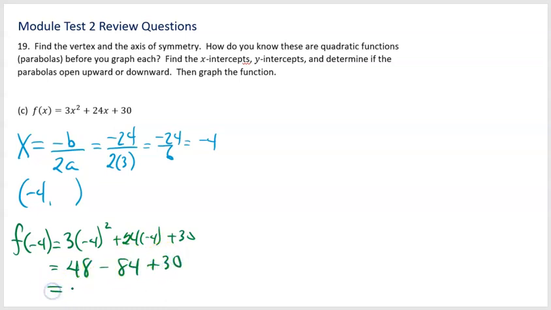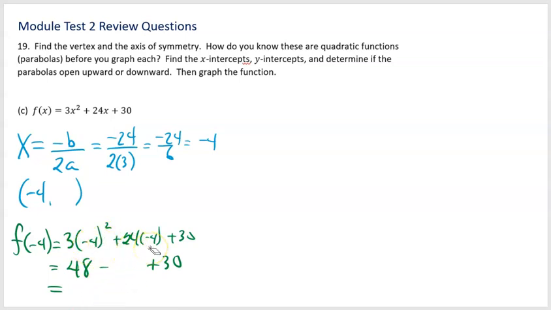Feel free to use your calculator on this, which, by the way, I should have done because 24 times negative 4 is not negative 84. Let's back up just a second. So real quick, 3 times 16 is definitely 48. And why is that positive 16? Because you square the negative.